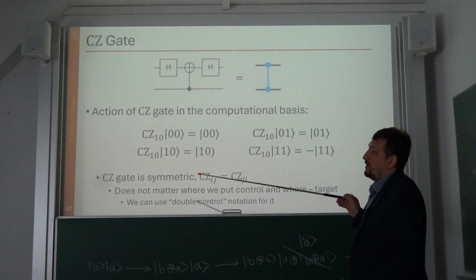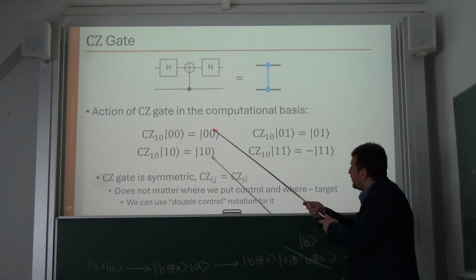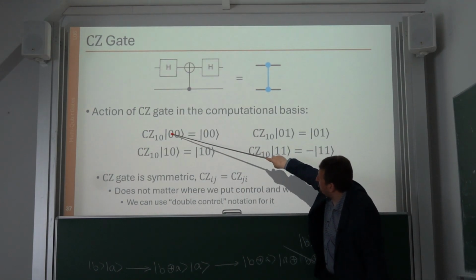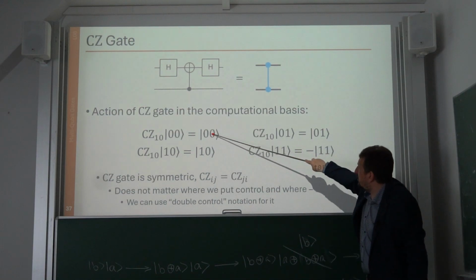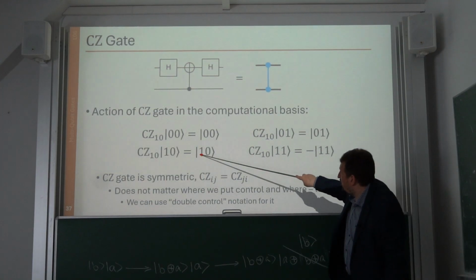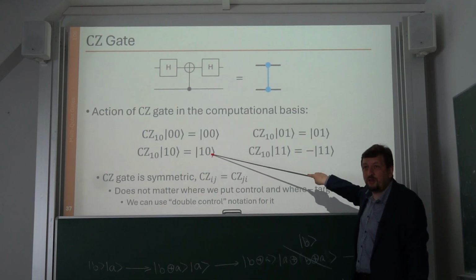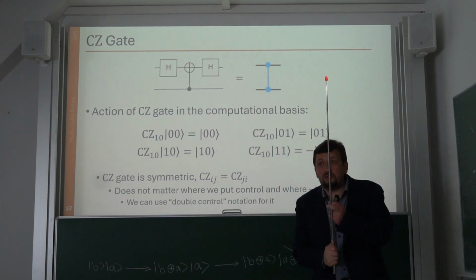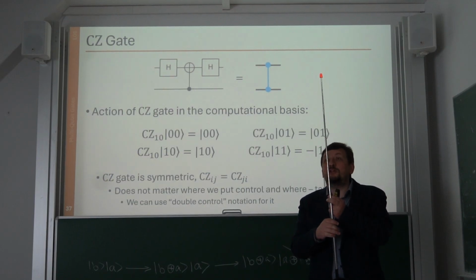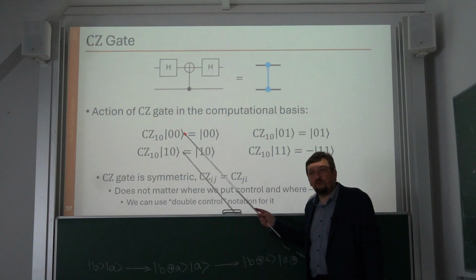So control Z gate applies Z gate to target qubit if control qubit is 1. So this is control qubit. If it's 0, then nothing happens. Control qubit is 0, nothing happens. So here control qubit is 1, so this circuit will apply Z gate to target qubit. But target qubit is in 0 state. What happens to qubit if we apply Z gate to such state? Nothing. 0 state stays 0. So this state also does not change with control Z gate.